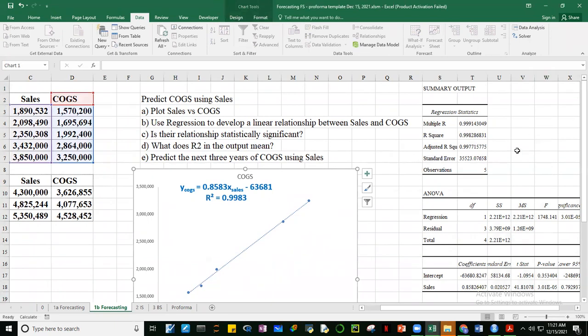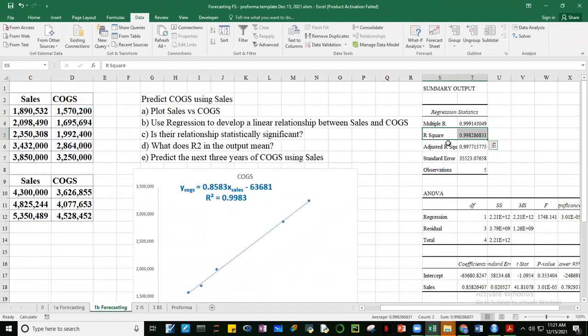Is the relationship, first of all, let's take a look at R squared or adjusted R squared. See, R squared is 99.82, and what does this mean? It means that 99.82% of the variation of your dependent variable, cost of goods sold, can be explained by your independent variable, sales. So kayang i-explain ng sales up to 99.83% of the variation of your cost of goods sold. So that's very high, guys.